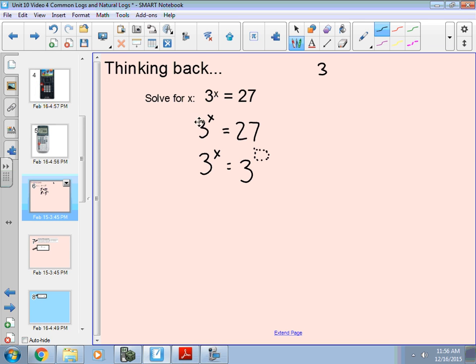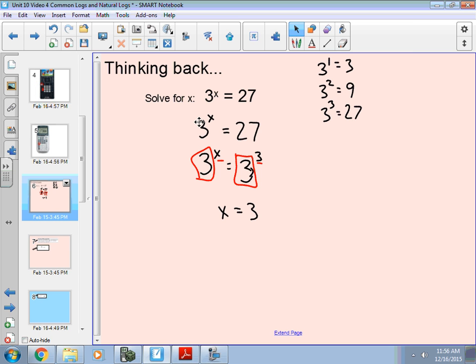Well, 3 to the first power equals 3. 3 squared equals 9. If you do 3 to the third power on your calculator, you see that that does equal 27. So we can write 27 as 3 to the third power. Well, if we want to solve this now, if we know these base numbers are the same, that means the exponent should be the same too if these are equal or equivalent, so that we would know on this problem that x equals 3.